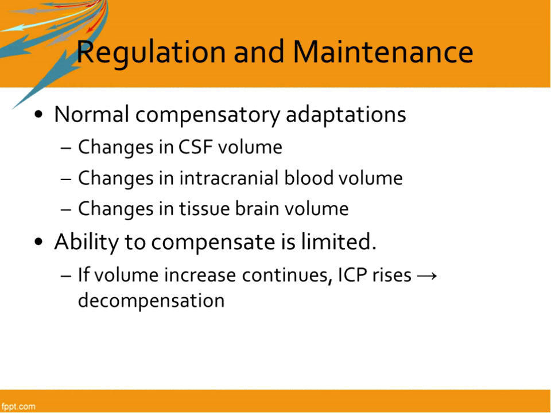Another way that we can compensate is we can make changes in the intracranial blood volume, and that can happen through the collapse of cerebral veins in the dural sinuses. We can have regional cerebral vasoconstriction or vasodilation, depending on what we need to do. And a third way is that the brain volume compensates through the distension of the dura or the compression of brain tissue.